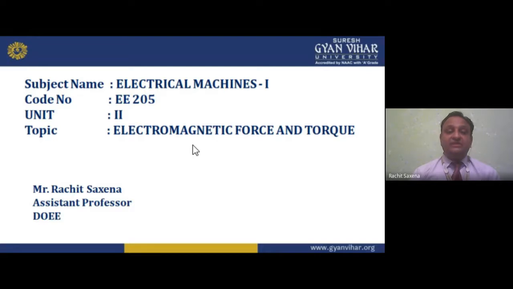Whenever a current carrying conductor is placed in a magnetic field, it experiences a force. So we will talk about that force, that is electromagnetic. The line written here, see, electromagnetic. So what am I talking about?